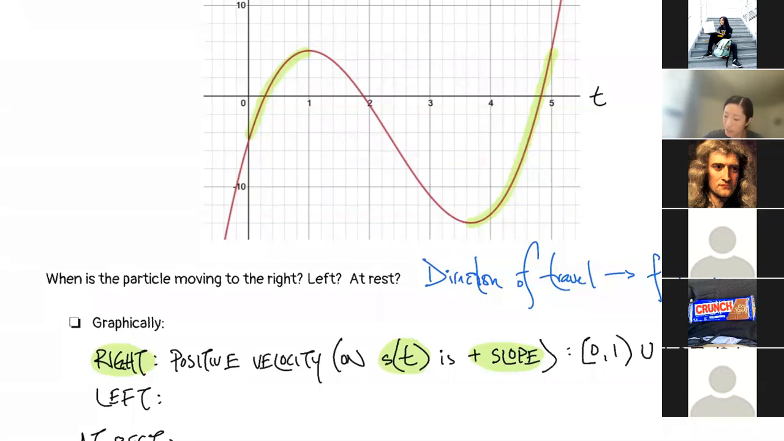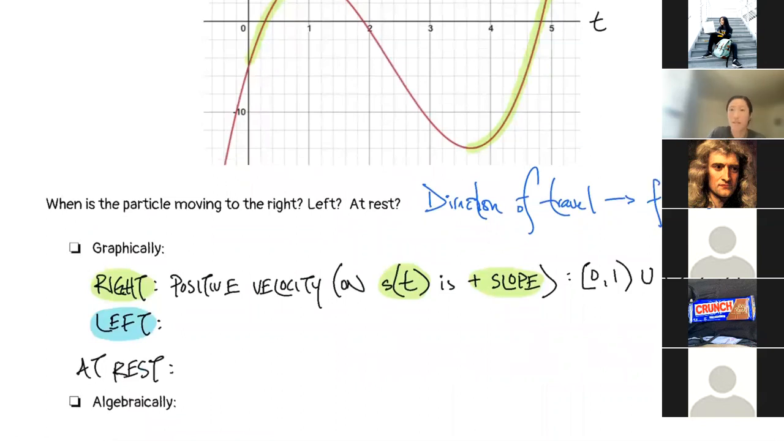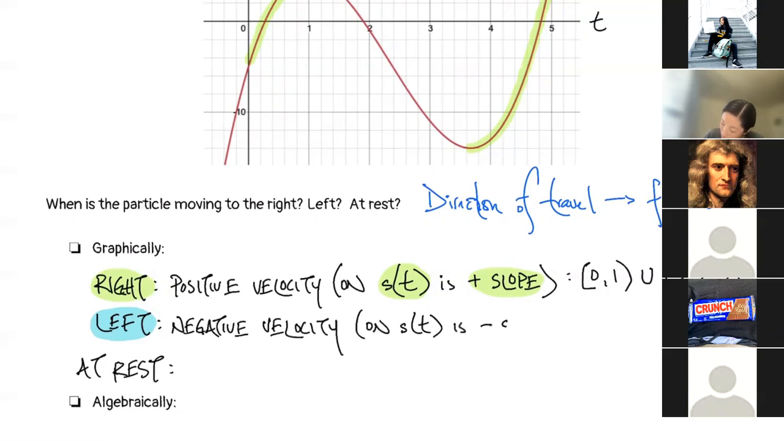All right, so let's do something similar, but for moving to the left, right? So moving to the left, how would I change the statement that I wrote here? Yeah, so we're looking for slope is negative, but let's say first maybe negative velocity, which on S of t is negative slope, right?